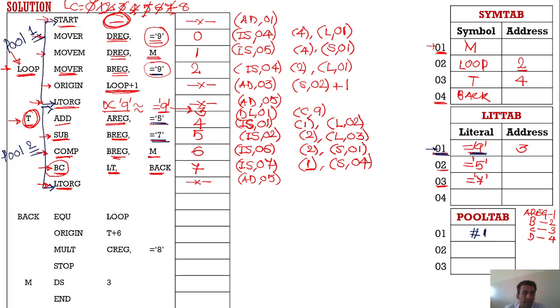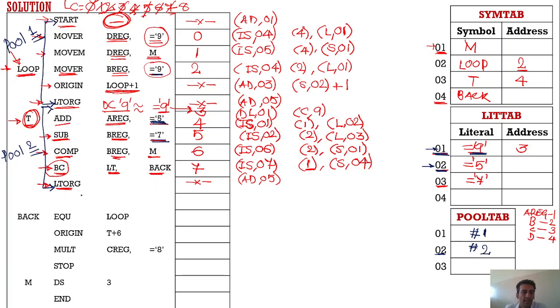Now the second pool is starting from literal 5, so its ordinal position in the literal table is 2, and this is the starting of pool 2 of literals. So I should update in the pool table that pool 2 is starting from the second literal in the literal table. Right now we cannot say what is going to be the starting of pool 3, because yet we do not know whether we do have a pool 3 or not, right?